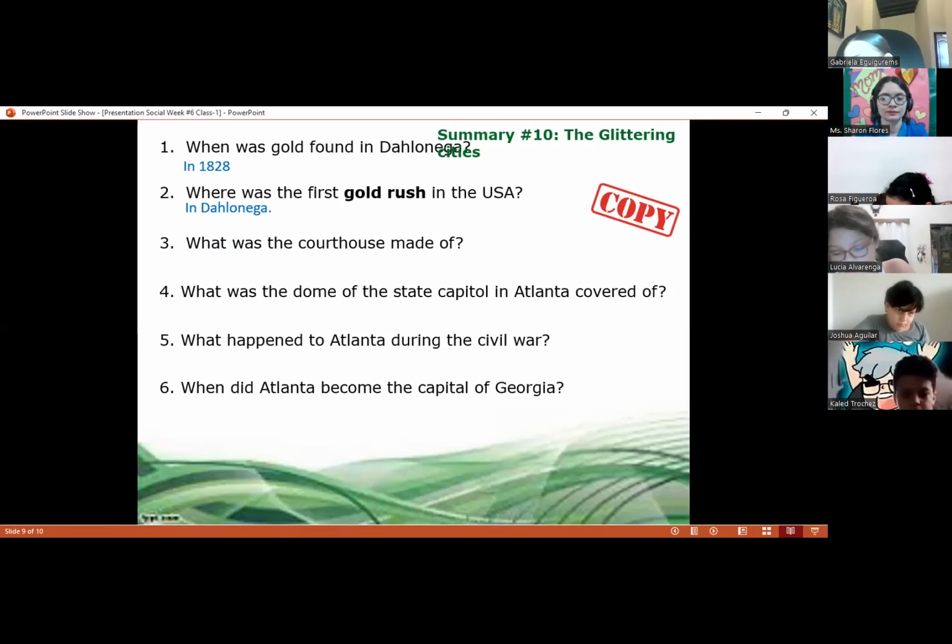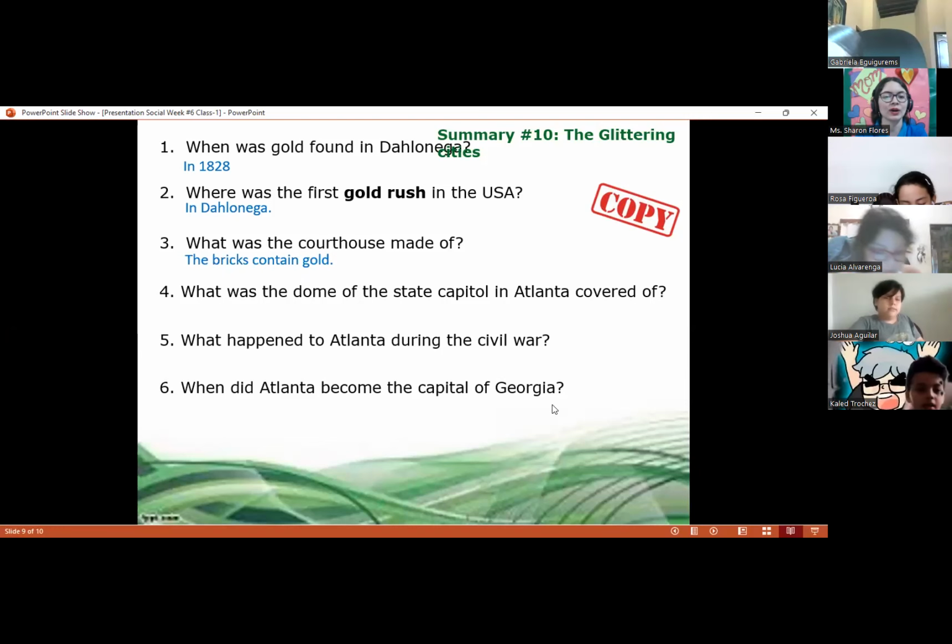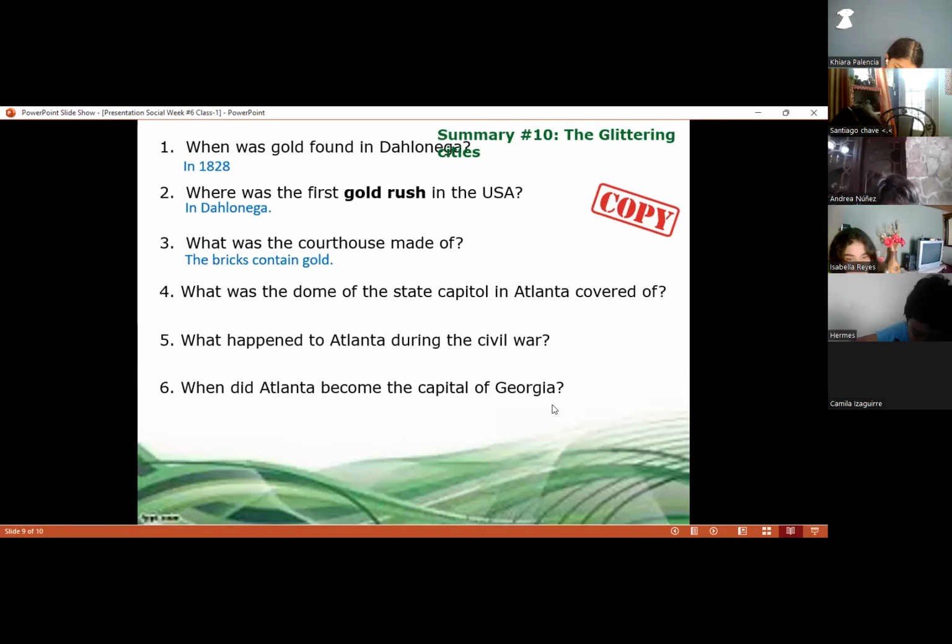What was the courthouse made of? Gold. It was made of bricks that contain gold. Excellent. You remember the courthouse that was made of gold.